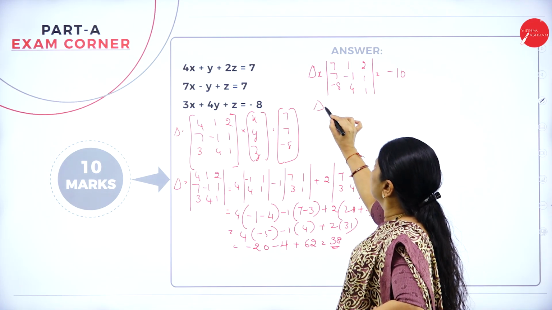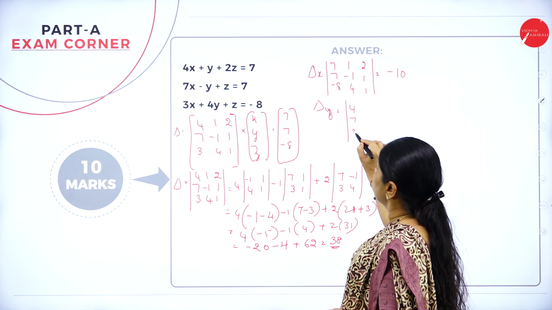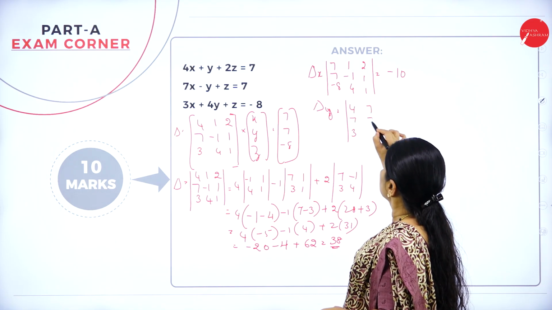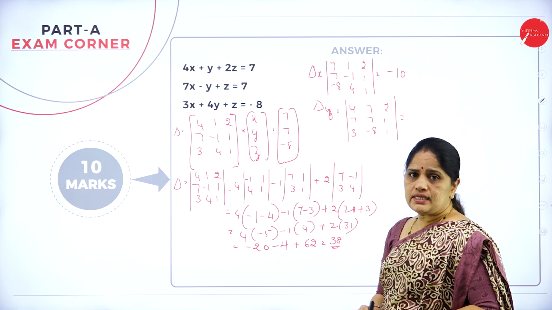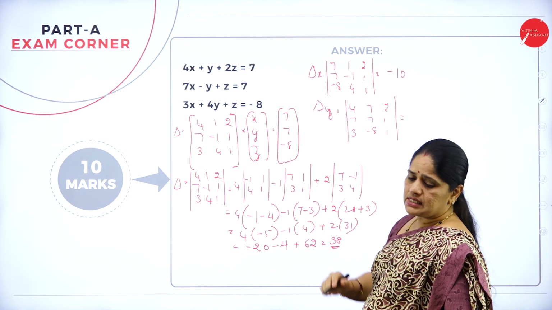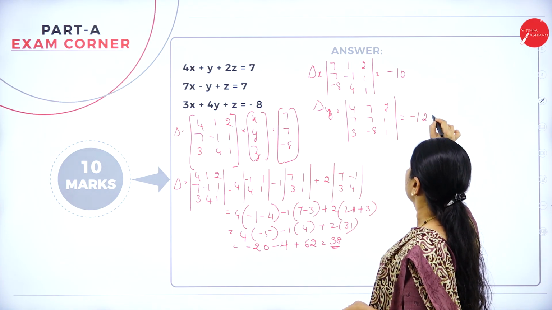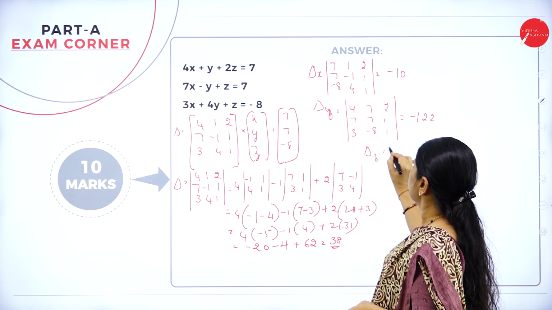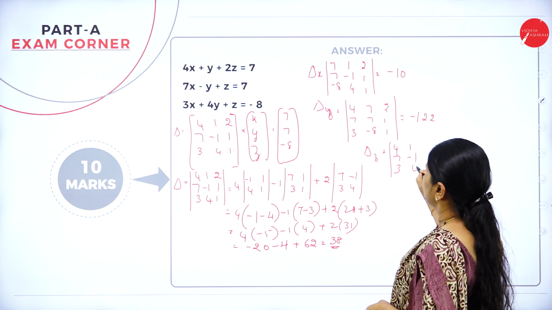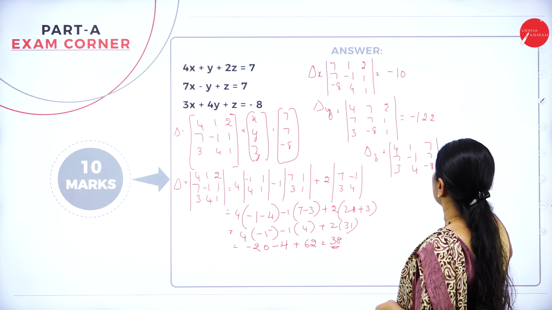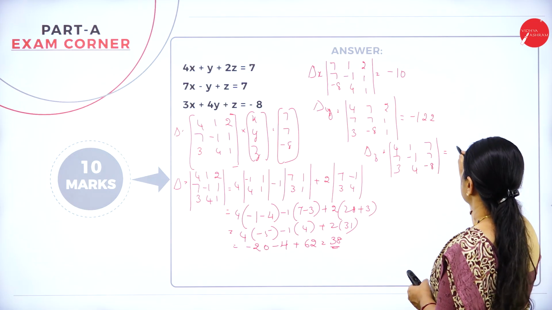Then for delta y, I will just replace the second column: 4 7 3, then 7 7 minus 8, 2 1 1. So I replace the second column with the constants. Now I get the value of delta y as minus 122. Then delta z will be 4 7 3, 1 minus 1 4, 7 7 minus 8. So when we simplify the value of delta z, we get the answer as 60.